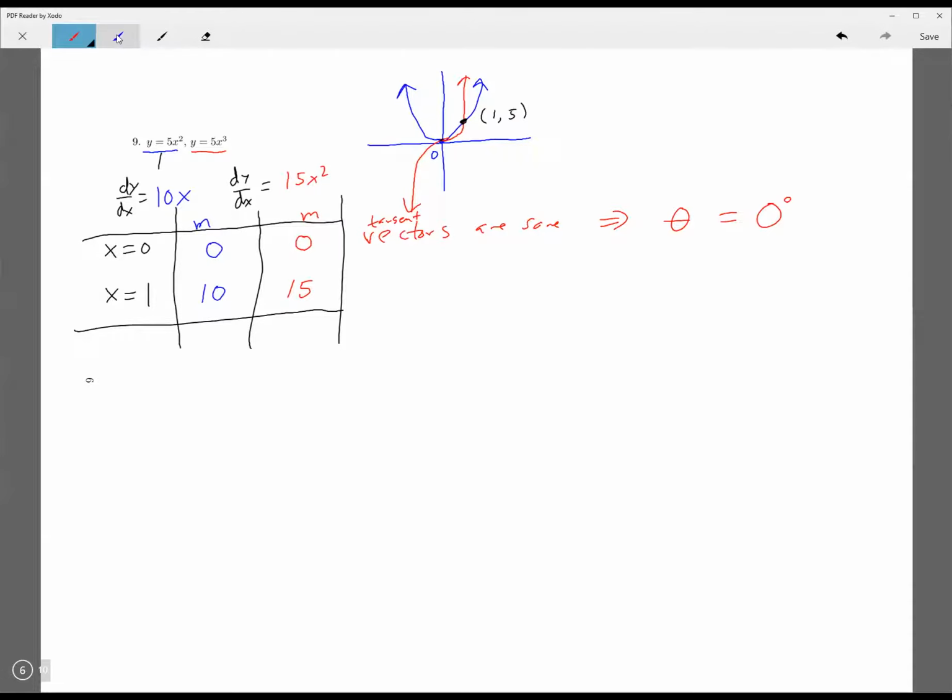Okay, so for the second one, we need to come up with a vector that is tangent to here. So if you have slope 10, that means that you go up by 10 as you go across by 1. So a vector that corresponds to that one could be 1, 10.